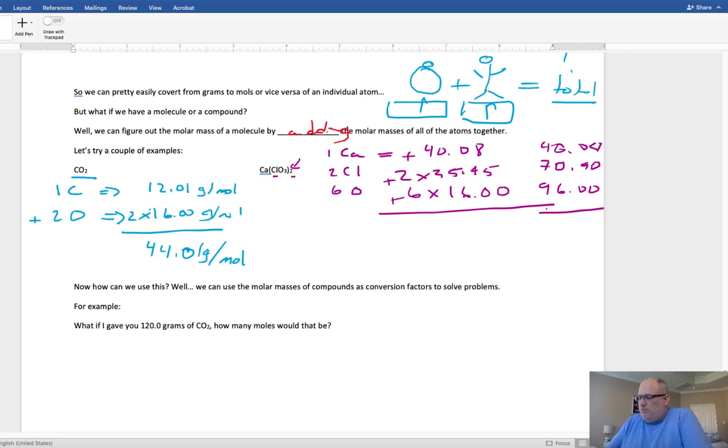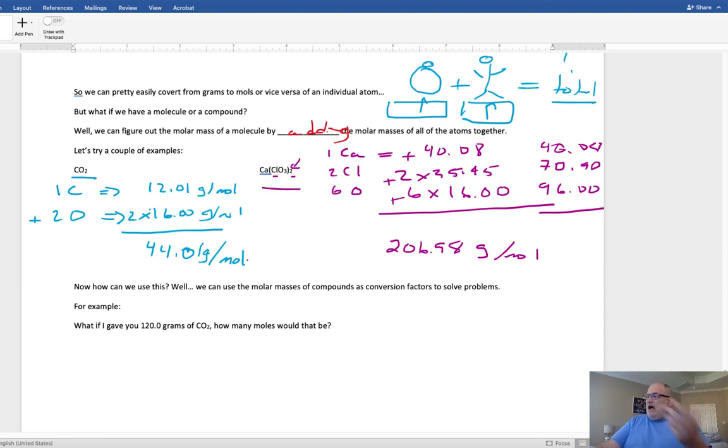So if I go 40.08 and I add that to 70.9 and I add that to 96, altogether I'm going to end up with 206.98. So that 206.98, that is the grams per mole of this compound.